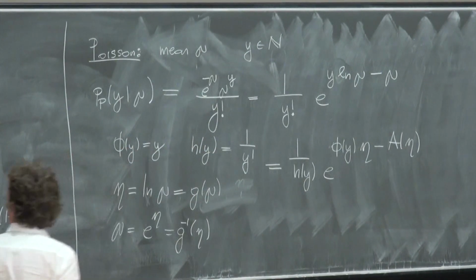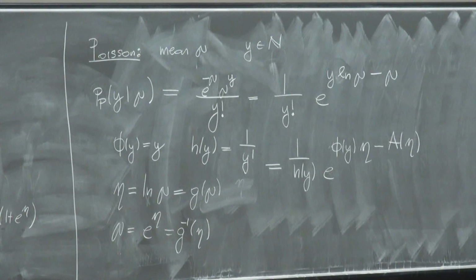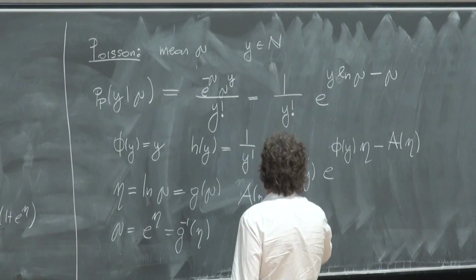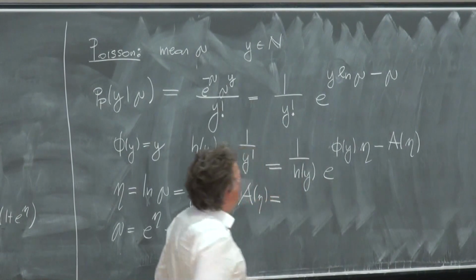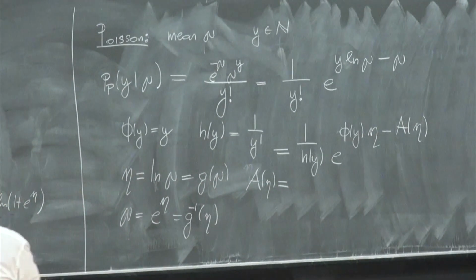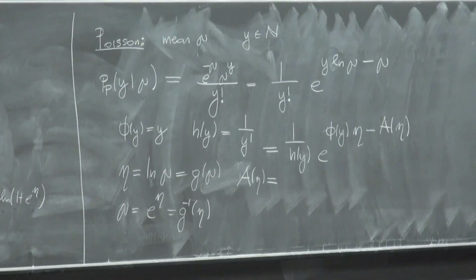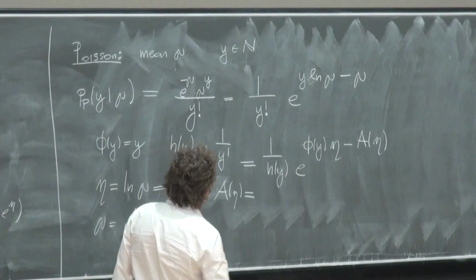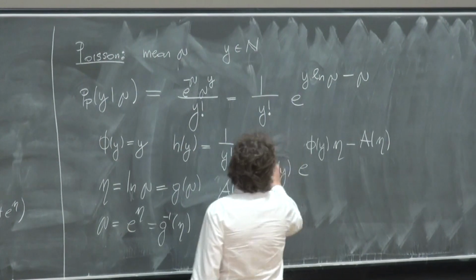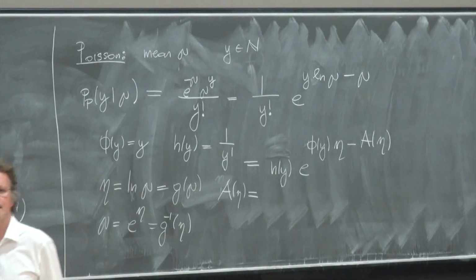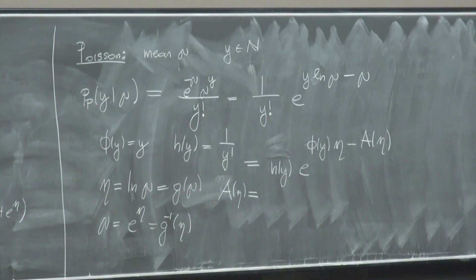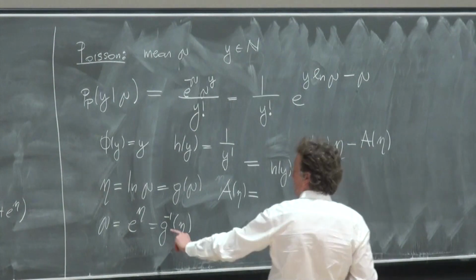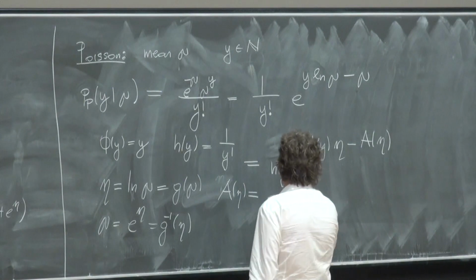And what else do I have to specify? I have to still specify the a. And a of eta, so what is a of eta? It's mu, yes? Sorry, I did twice the 1 over. Thank you. So what is the a now? The a is simply the mu, but mu is just, according to this, e to the eta.